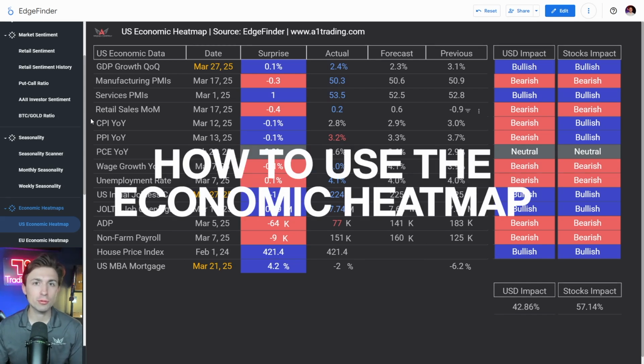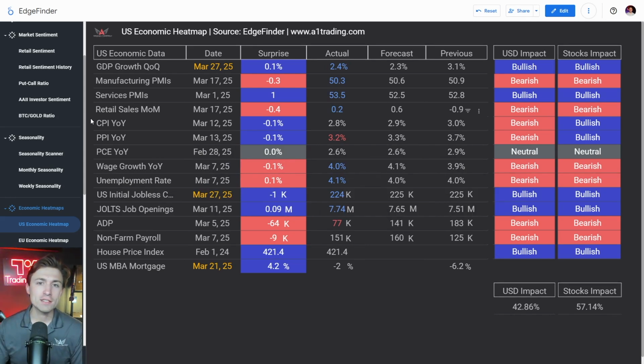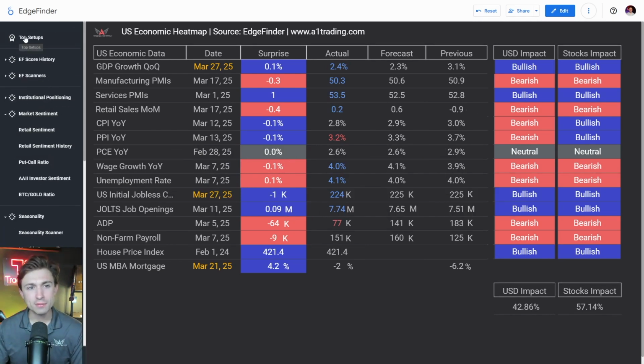Now that we've gone through a lot of the sentiment indicators, let's now take a look at some of the economic data. So this is the summary page. Now again, I showed you the top setups algorithm, which is really all you need from the EdgeFinder if you're looking at it at a glance. In fact, usually when I'm on vacation, I really only dive deep into the top setups page because it gives me most of what I need to know in a summarized form.